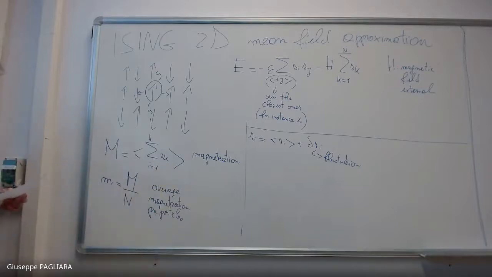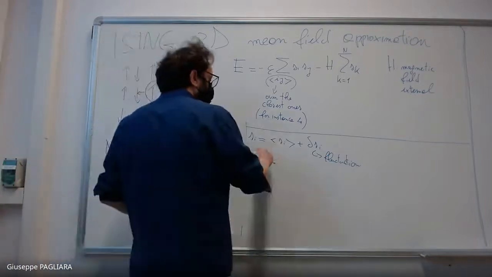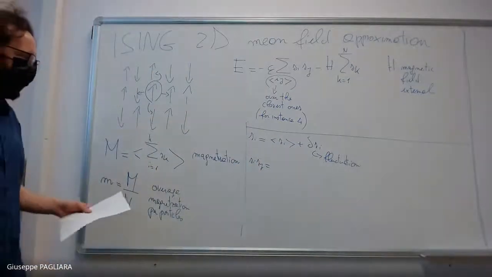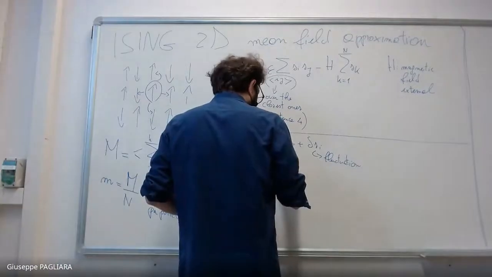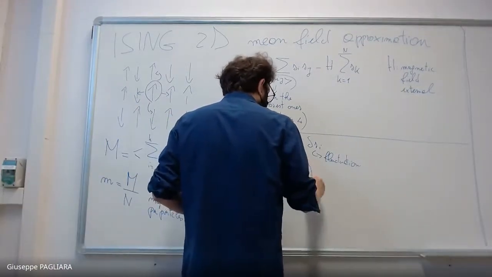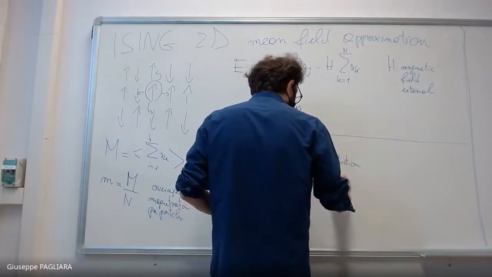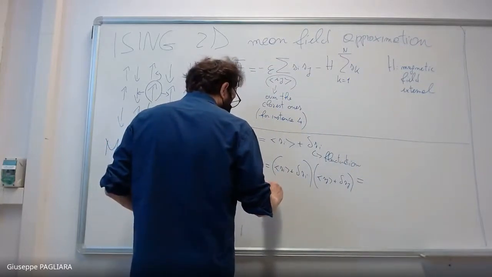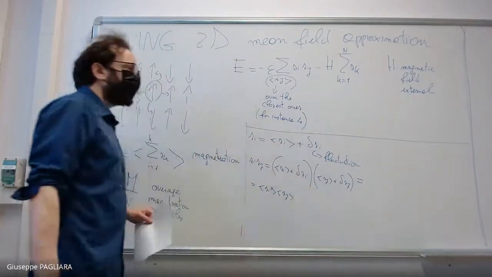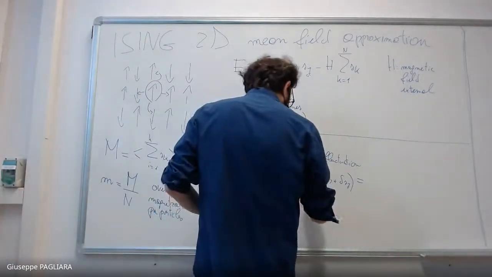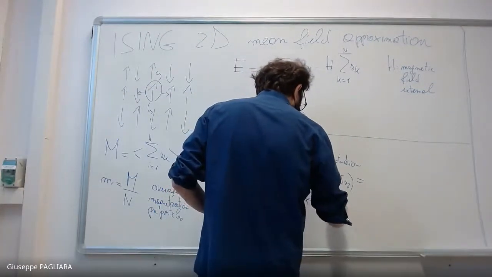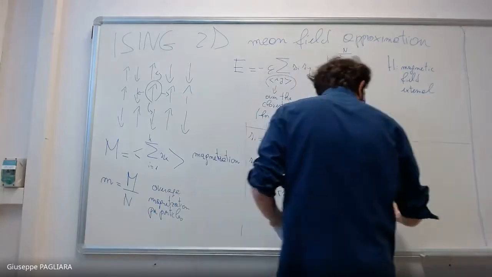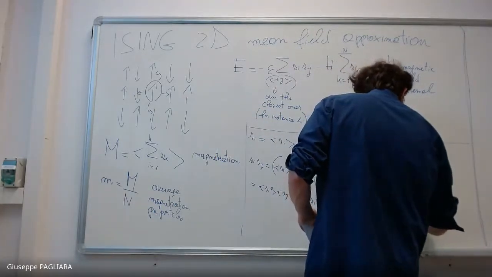And now, if we write this product SiSj by using this formula, we get the following. Si plus delta Si times Sj plus delta Sj, which is equal to the average of Si times the average of Sj, and I have the double product: average Si delta Sj plus delta Si average Sj, plus delta Si delta Sj.